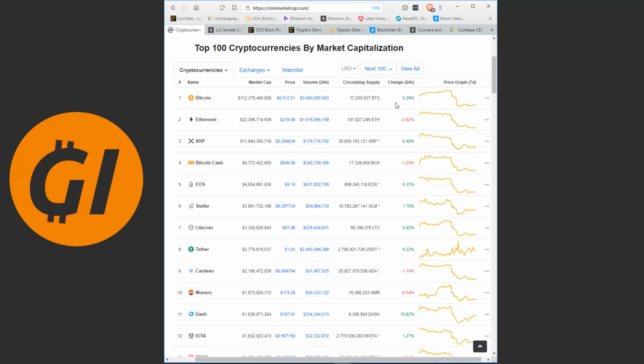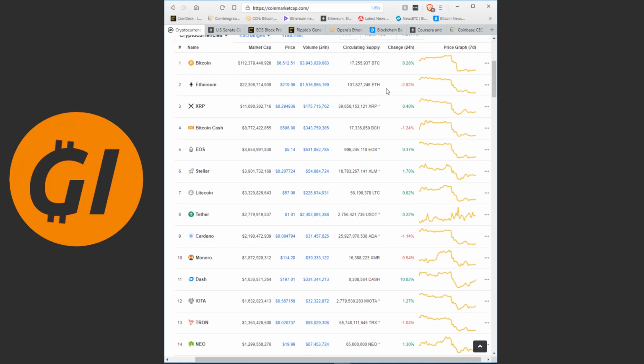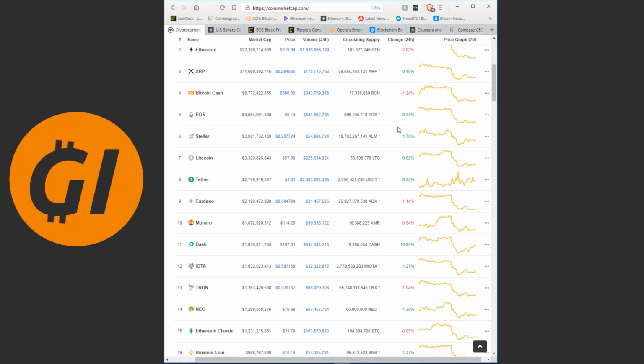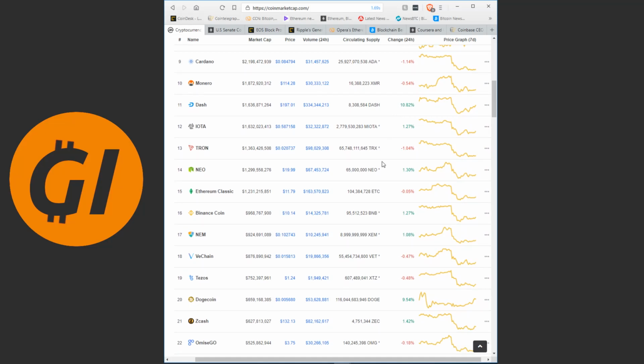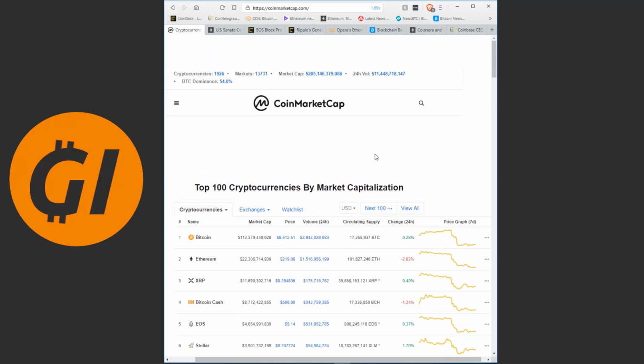Bitcoin up 0.28%, Ethereum down 2.8%. That is kind of painful. XRP up 0.4%, Bitcoin Cash down 1.2%, EOS up 0.3%. We see pretty much movement under 2% up and down, with the exception of a few coins that had some better returns, like Dogecoin and Dash. But aside from that, market as a whole very much moving sideways.